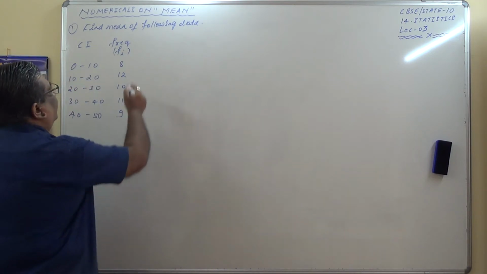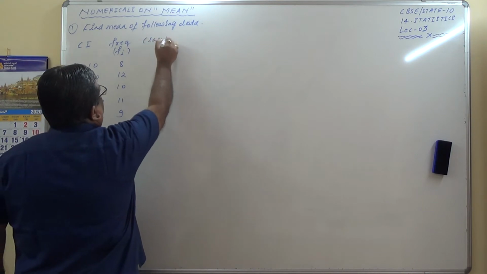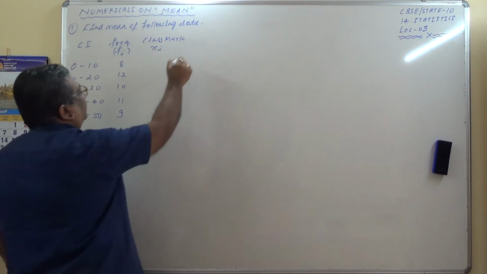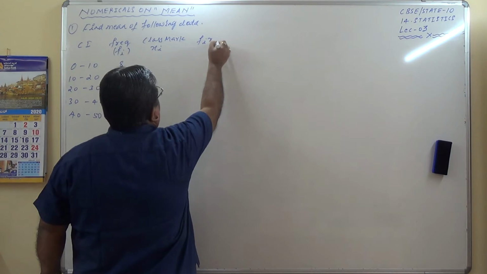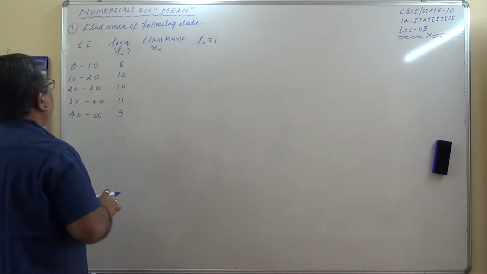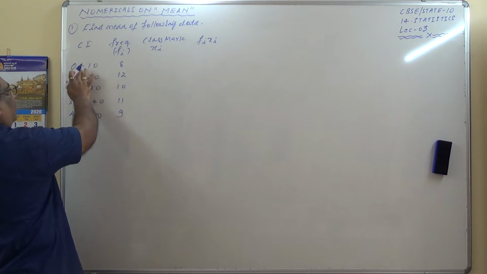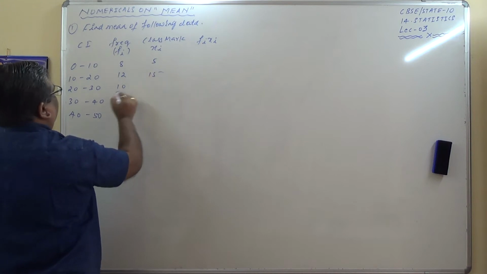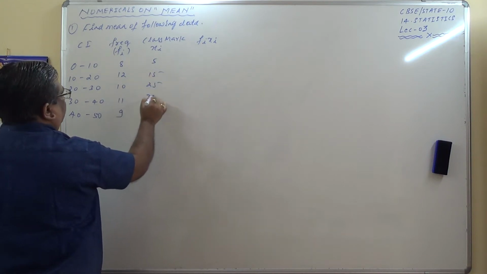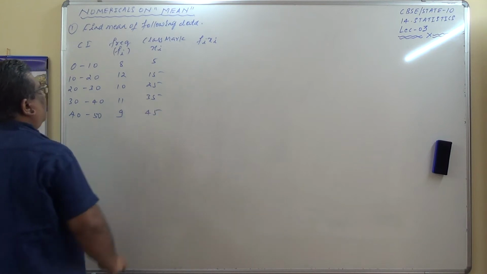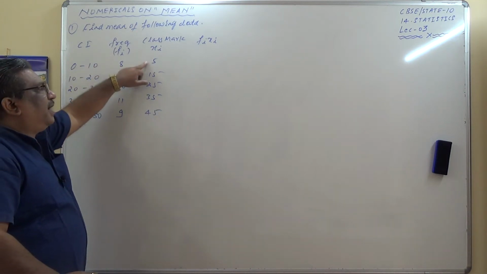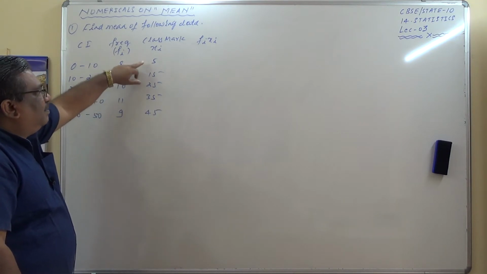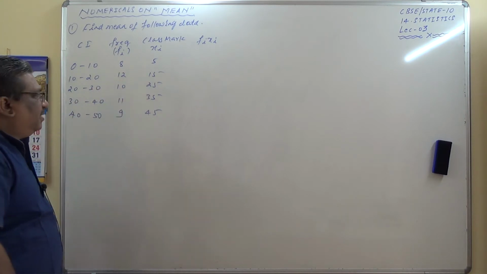So what are the columns that are required? Class mark, which is xi, then fi xi, the product of fi and xi. These are the columns which are required. So class mark for 0 to 10 is the midpoint, which is 5. Then 15, 25, 35 and 45. What is the class size? 10. You go on adding 10 to the first xi: 5, 5 plus 10 is 15, plus 10 is 25, plus 10 is 35, plus 10 is 45.